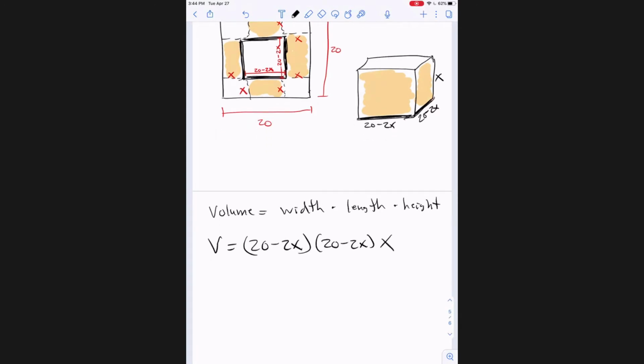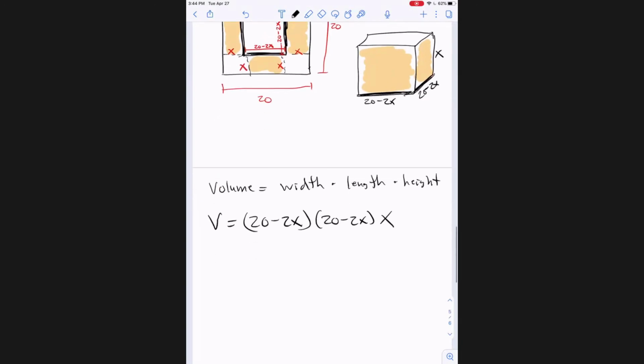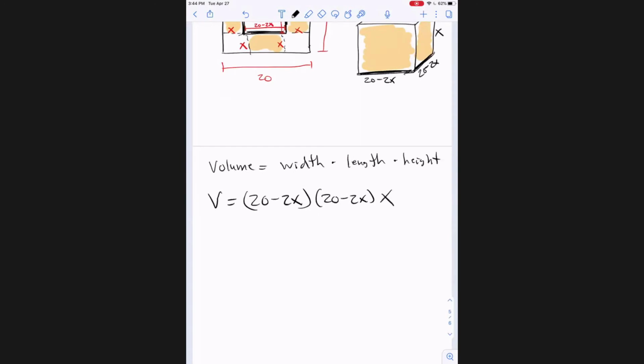Meaning, if I can figure out what x is, that will tell me how many inches I should cut out from each corner. So let's multiply this out, because I know I've got to take the derivative soon, and I'd much rather take the derivative when it's all multiplied out. First, I'm going to go 20 minus 2x times itself. So I get 400 minus 40x, another 40x, so minus 80x, plus 4x squared, times x. Distribute the x: 400x minus 80x squared plus 4x cubed.